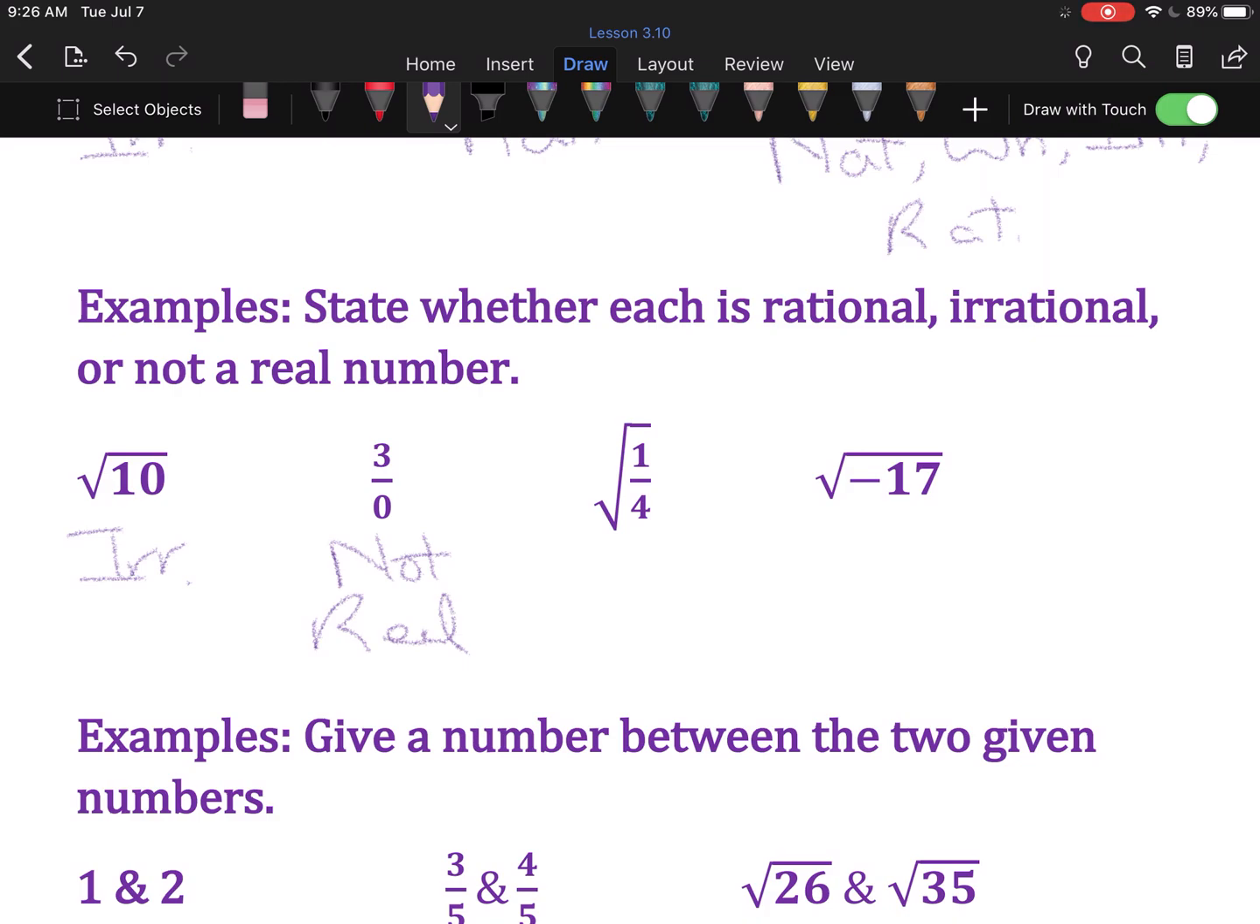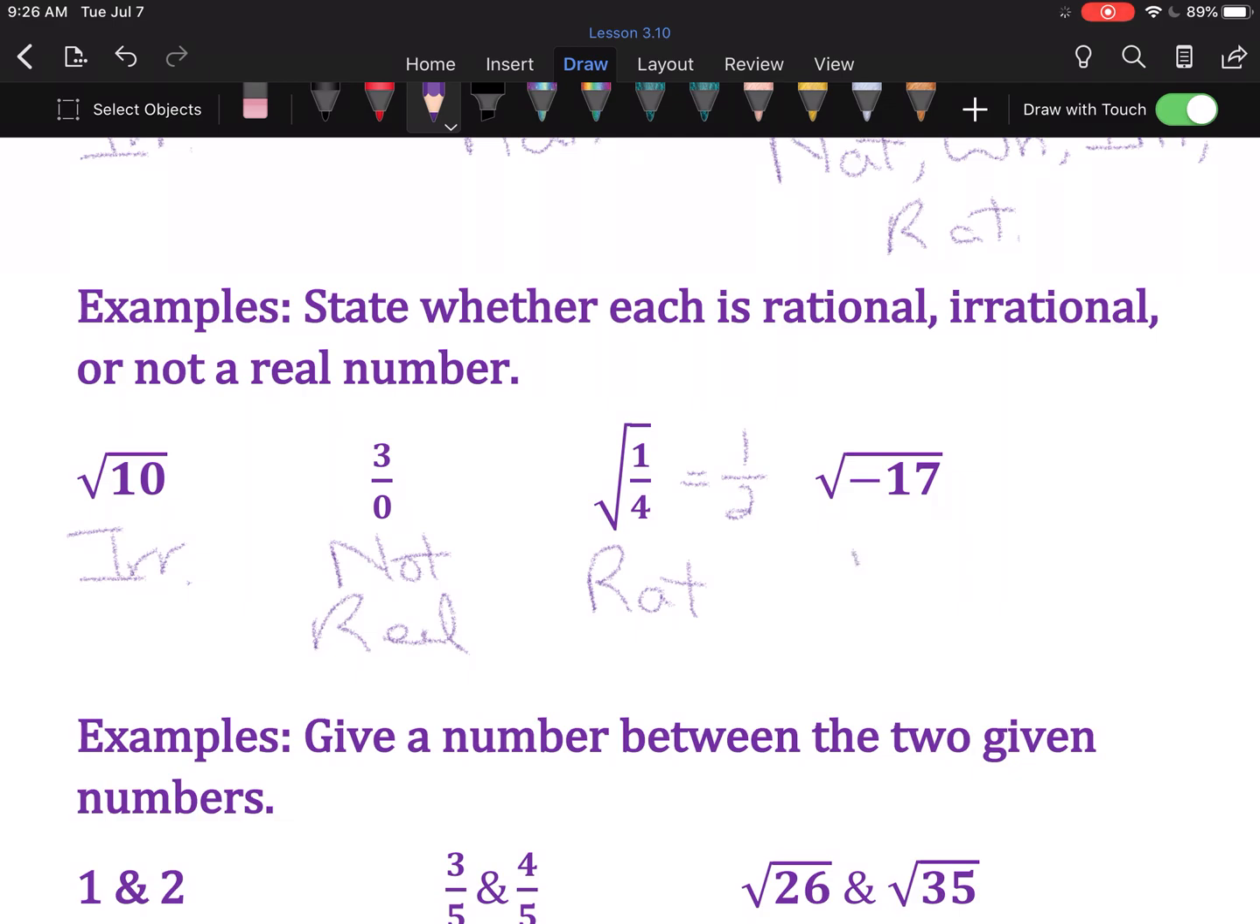Root 1/4. Would it surprise you to find out that that's rational? Because it's 1/2. The square root of 1 is 1, and the square root of 4 is 2. So the square root of 1 over 4 is 1 over 2. 1/2 is a proper fraction, so that's rational.